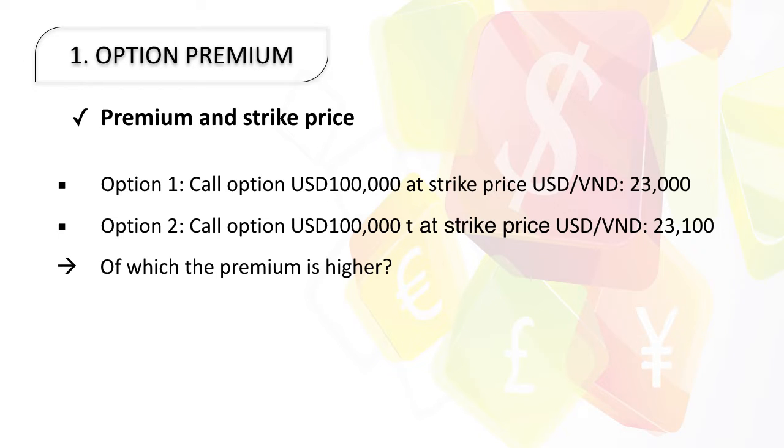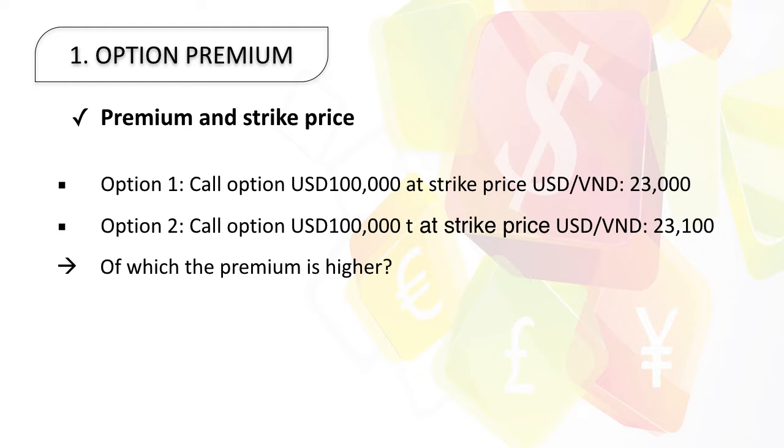We will start with the relationship between option premiums and strike prices. Suppose there are two options. The first is to buy 100,000 US dollars at 23,000 VND per USD. The second is at 23,100 VND per USD. Both have the same expiration date. Which one would you prefer? Certainly the first one is better, isn't it? Hence, its price, that is its premium, is higher.